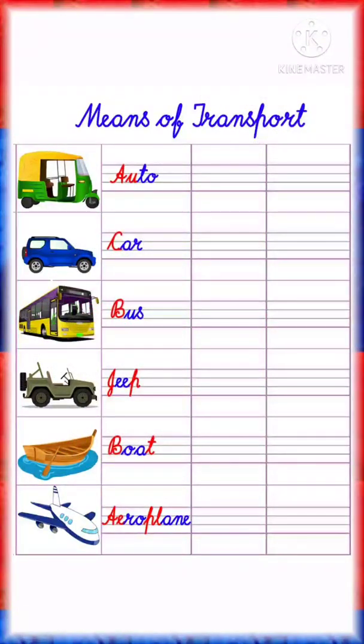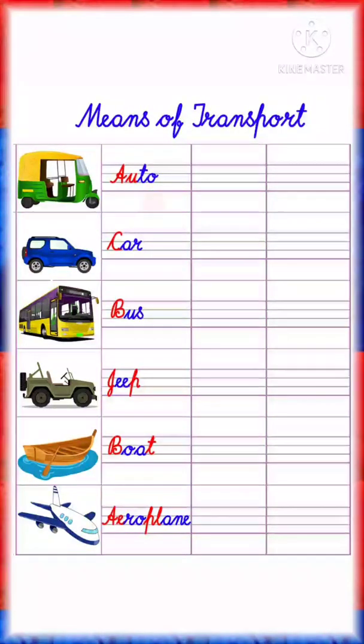Now let's learn spelling of some land transport. Look, children, first means of transport is auto. Spelling of auto is A-U-T-O, auto. Let's repeat, A-U-T-O, auto.